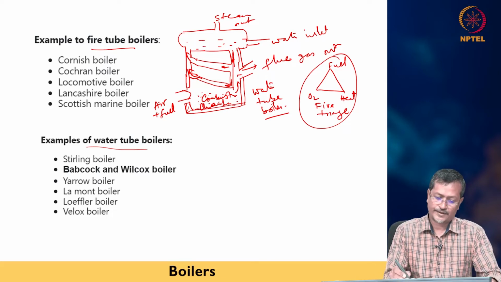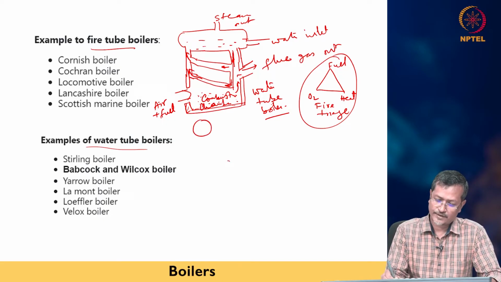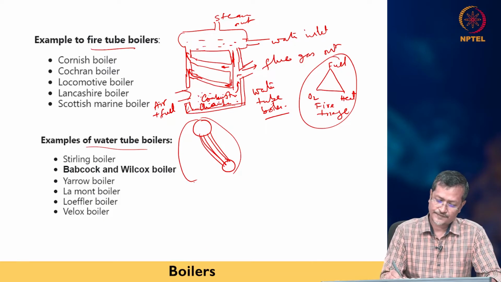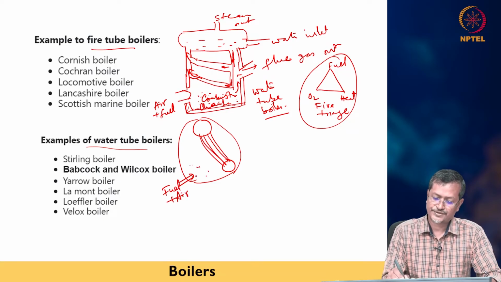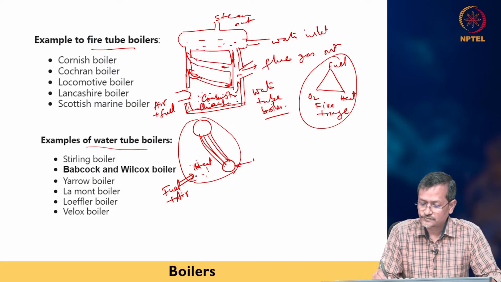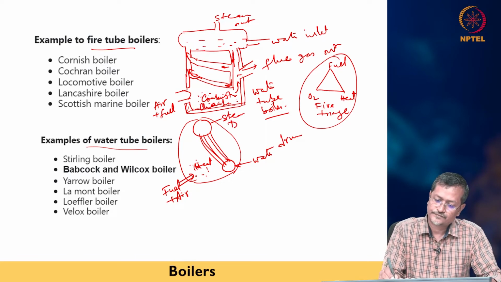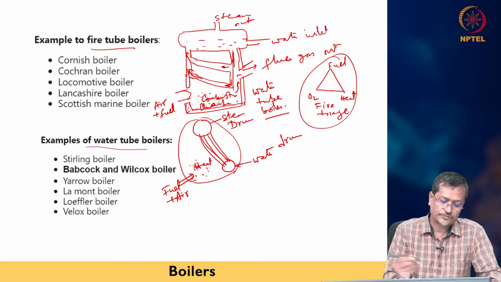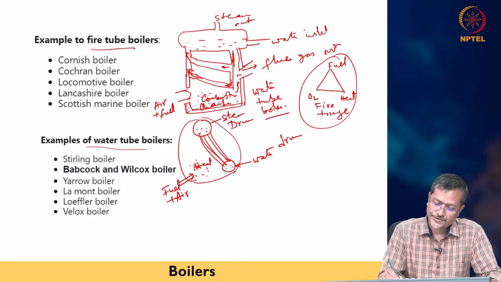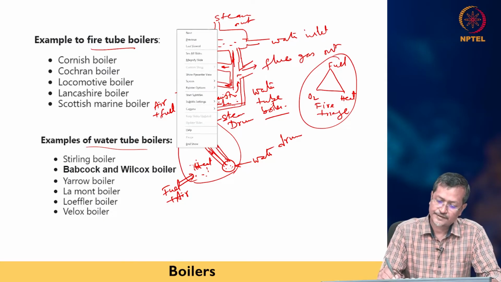Another is called two drum boiler. Two drum boiler is like this. I will have one drum here and another drum here, and I will have one furnace here. Lots of pipes will be connecting to these drums. Fuel plus air you are injecting here, so lots of heat you are generating. This is the water drum, this is the steam drum. This steam will be here, this is completely water, and one is the downcomer, one is where steam will be collected.